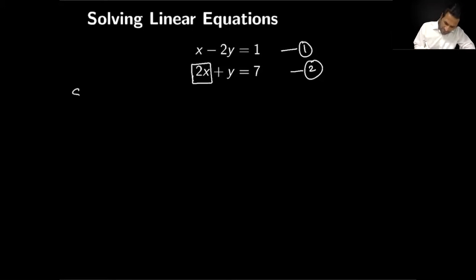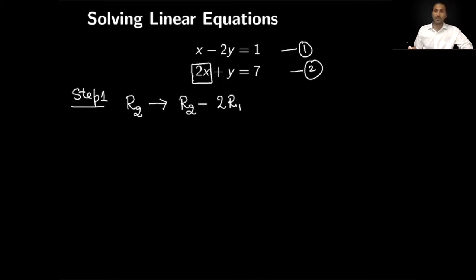So step number 1 is we will eliminate 2x by performing an operation on equation number 2. We take R2 and subtract 2 times R1 from it. In other words, we multiply equation number 1 by 2 and then subtract it from equation number 2. I do not operate on row 1, so this will be the same.